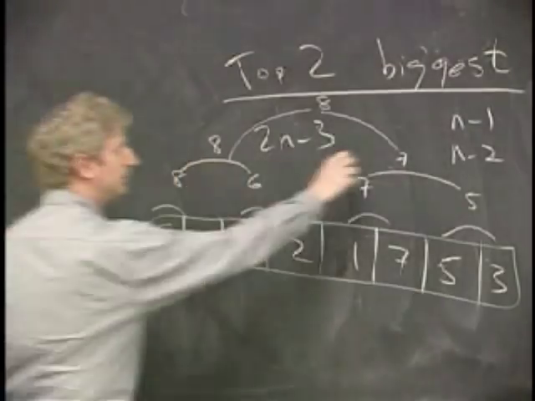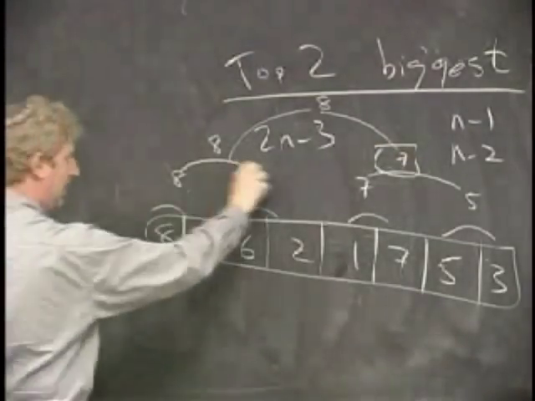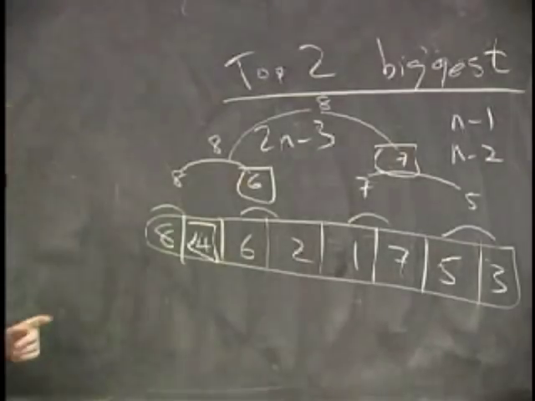I'm going to circle that. This could be the second best. This could be the second best. This could be the second best. At every level, there's one possible second best. Everyone agree with this? Imagine yourself in a tournament.